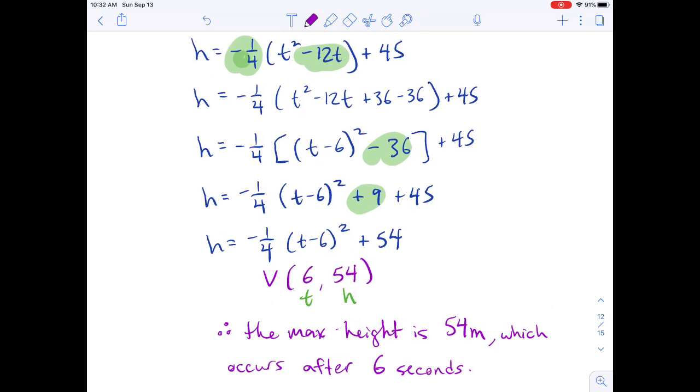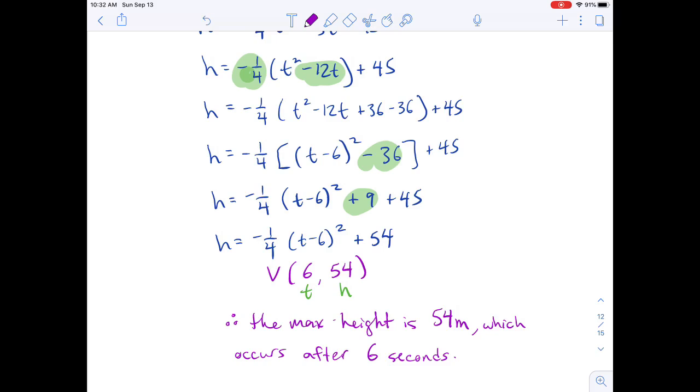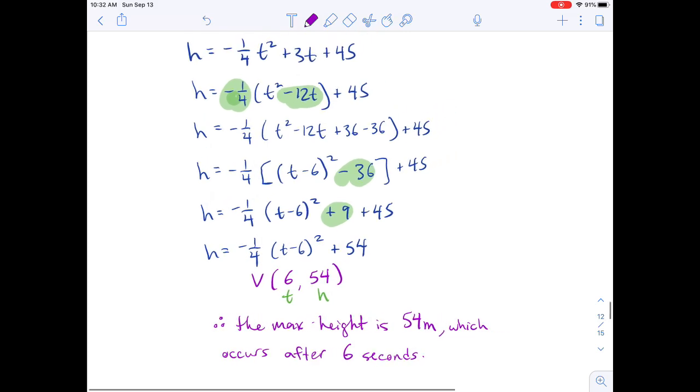So again, that's the power of vertex form. It allows us to find a vertex, which means it allows us to easily find, in this case, a maximum value. And in previous cases, it easily allowed us to find a minimum value as well, depending on which way our parabola shape or our relation actually goes.